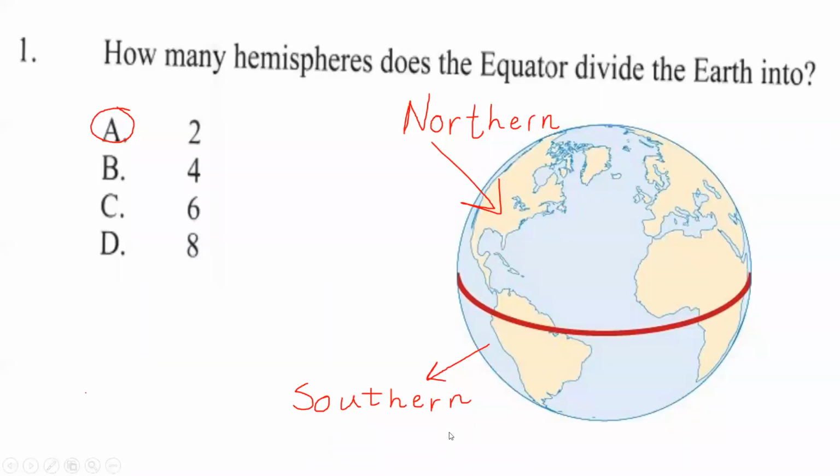All right, so the first question goes to Alasia. Can you read this question for me, please? How many hemispheres does the equator divide the Earth into? A, 2. B, 4, C, 6, and D, 8. What's the correct answer, Alasia? A, 2. Thank you.